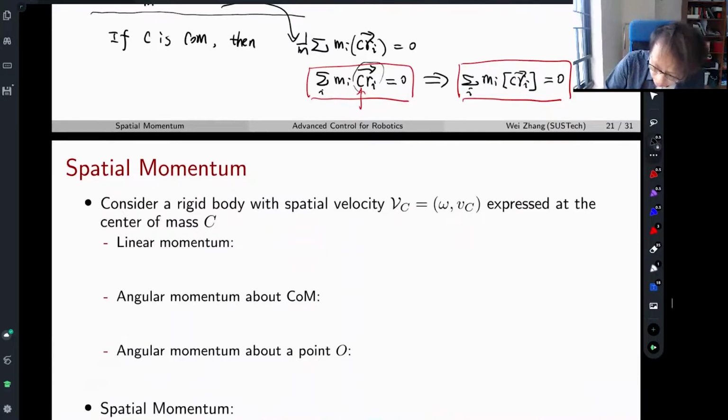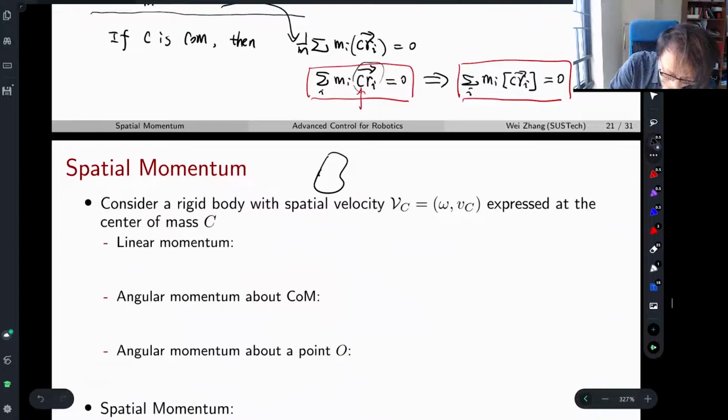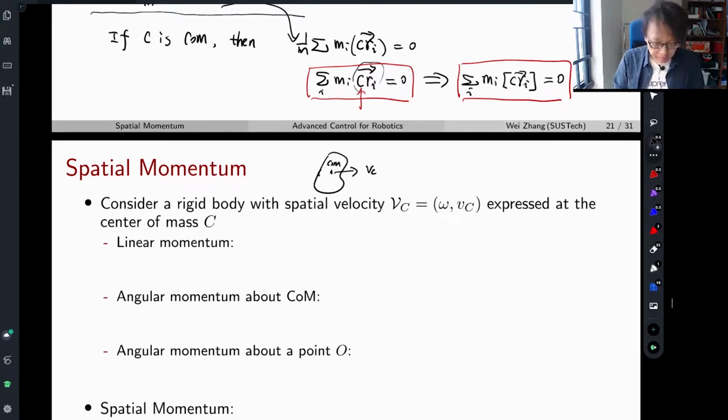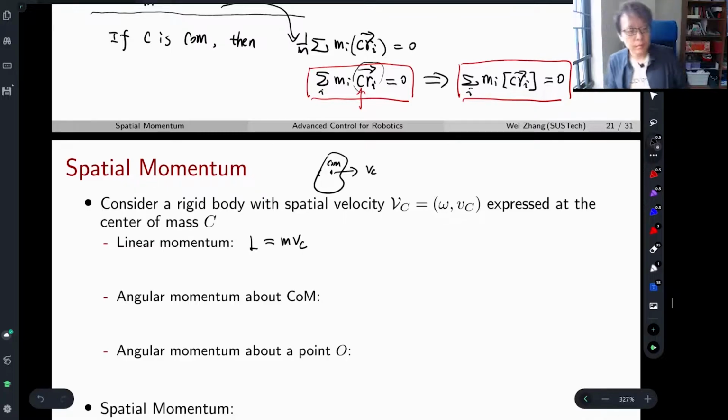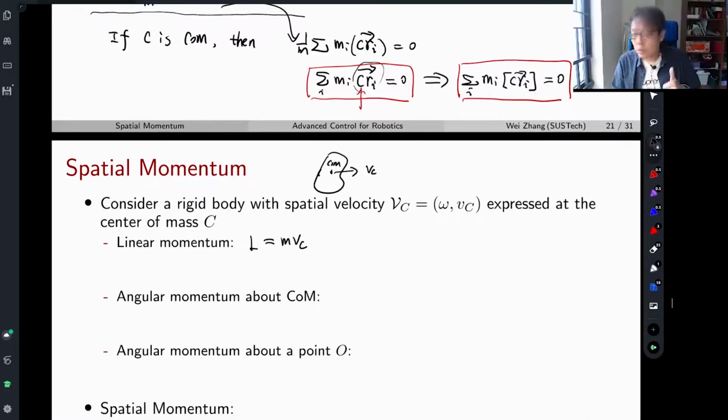First of all, linear momentum. Liu Ben, what is the linear momentum here? Suppose I have a body, and here is maybe the center of mass. I know the center of mass velocity is V_C. The linear momentum is the total mass m times V_C. This V_C is a little bit confusing, I think, misleading.